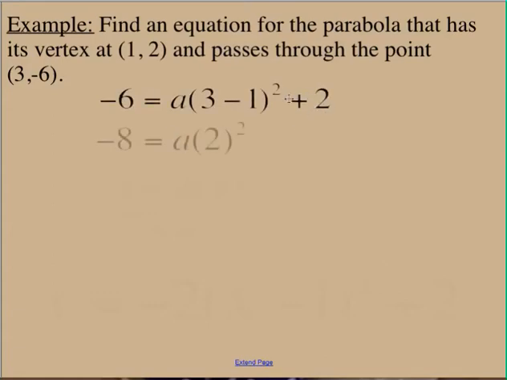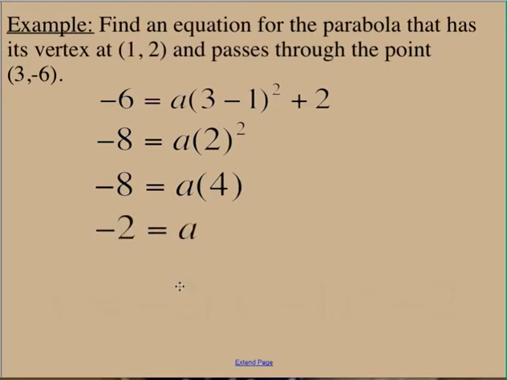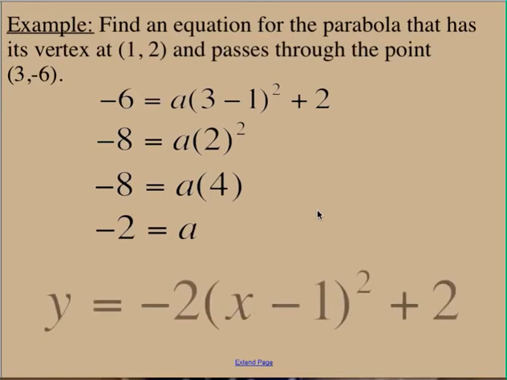Remember that the 3 minus 1 squared and then plus the 2, you can't combine those because of order of operations. So I'm going to subtract 2 from both sides to get the negative 8 equals a times 2 squared. Then I get negative 8 equals a times 4. Divide both sides by 4, don't divide both sides by negative 8. That's a common algebraic error that people make. So make sure you divide both sides by 4. That gives our stretch factor a value of negative 2. And so then my equation would be y equals negative 2 times x minus 1 squared plus 2.